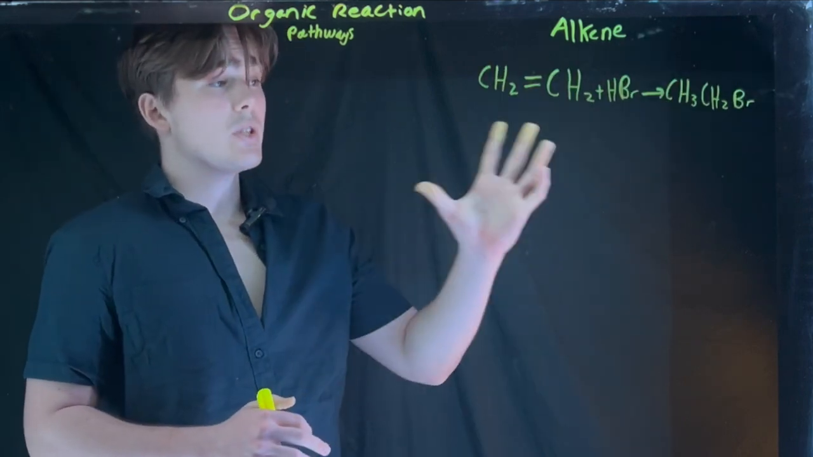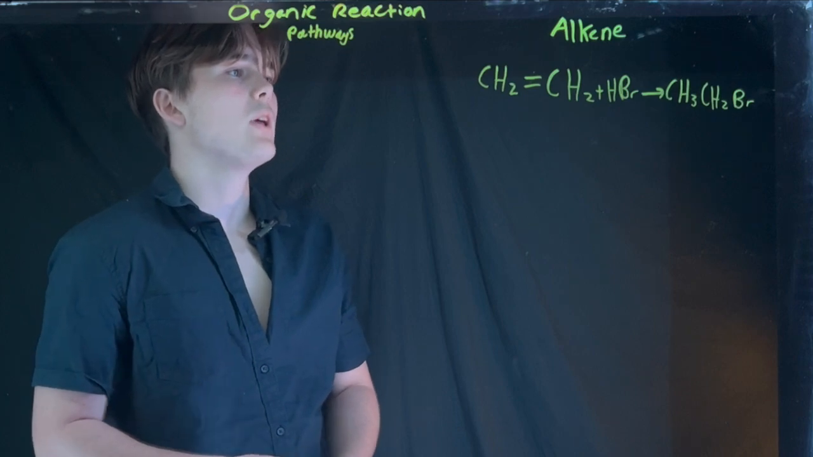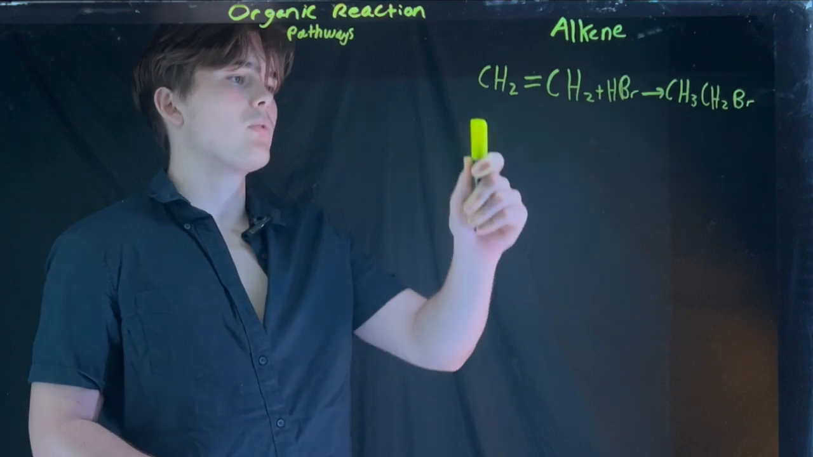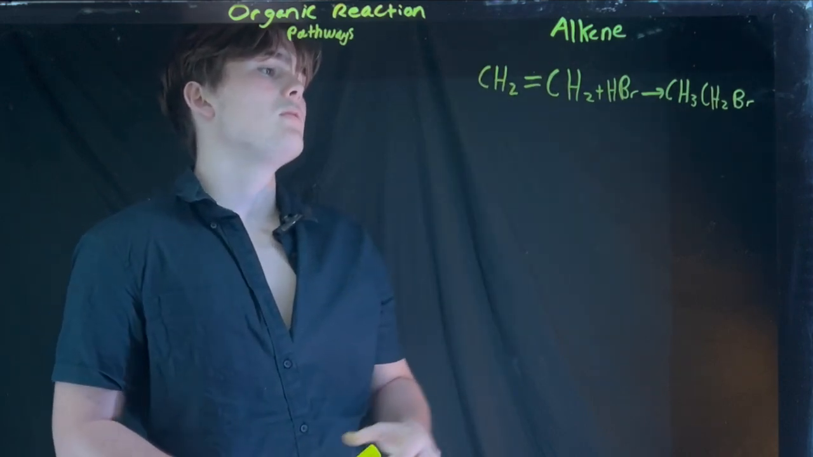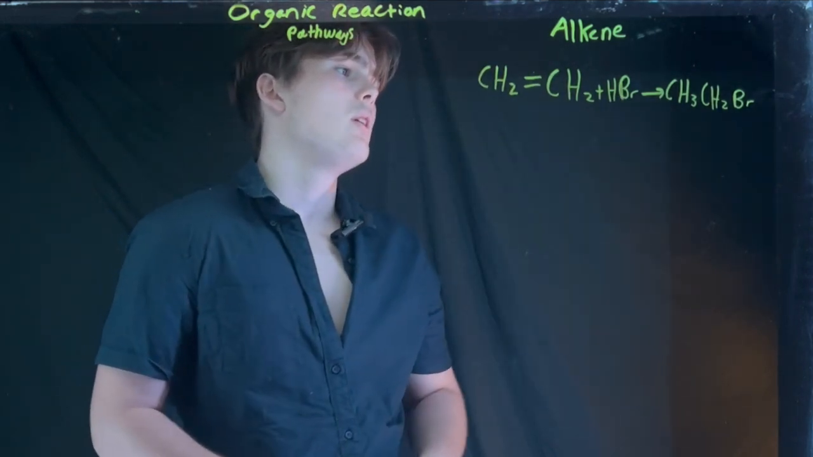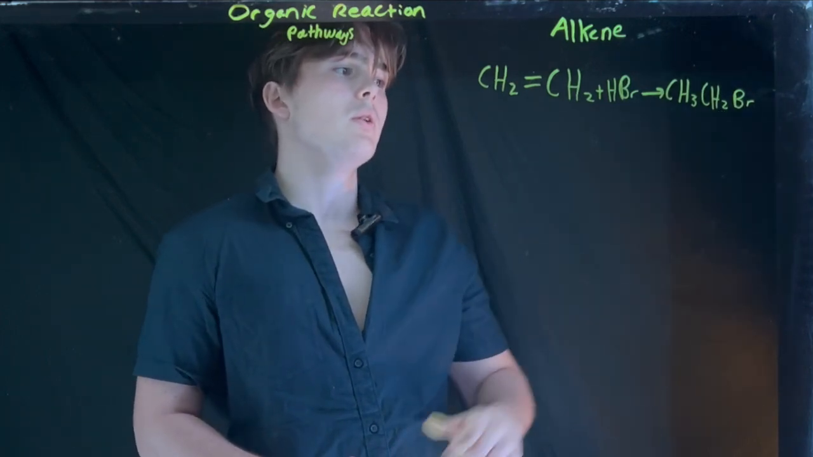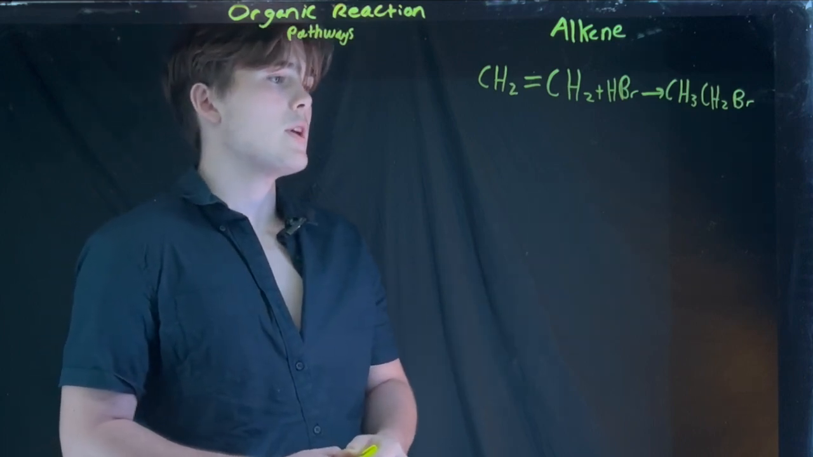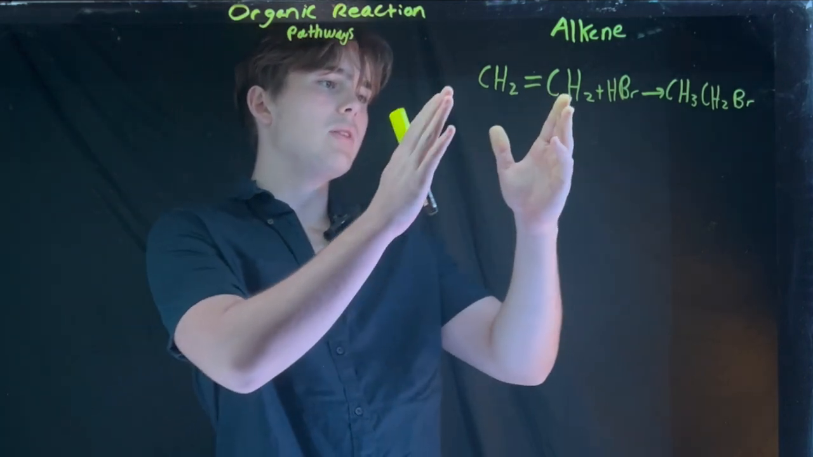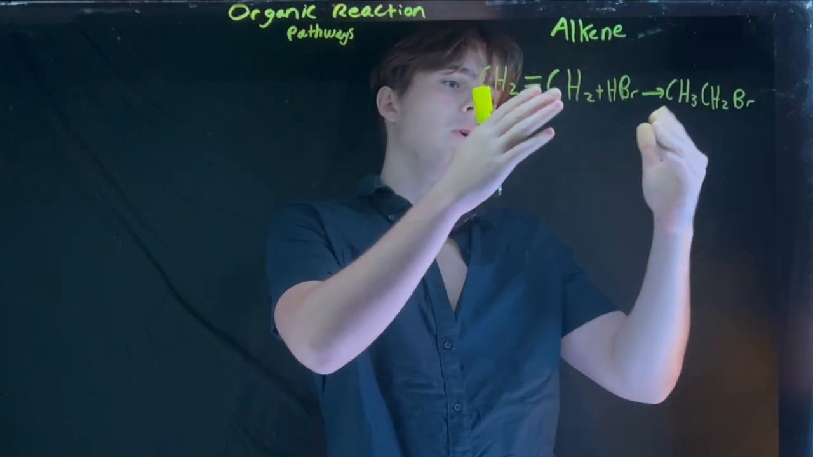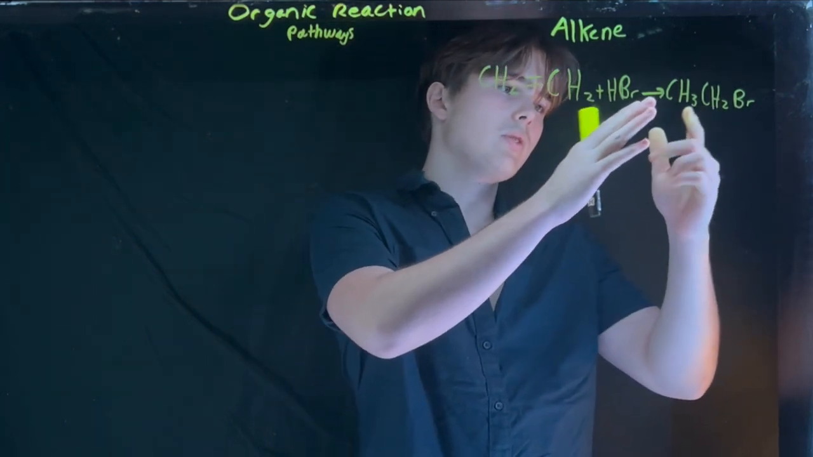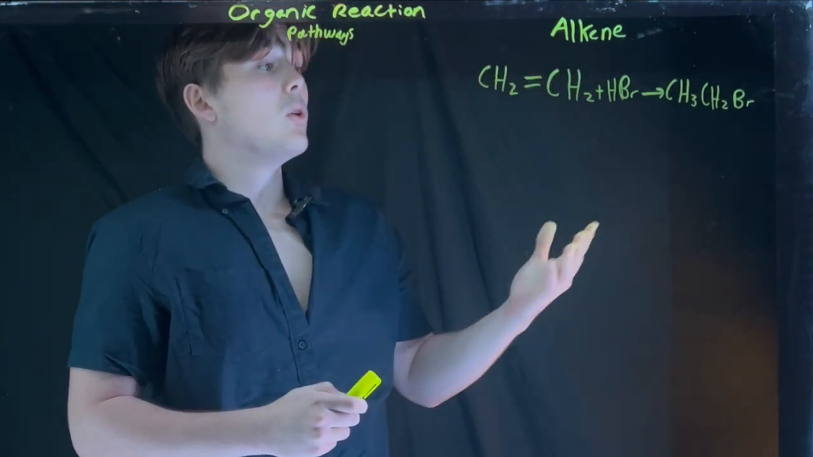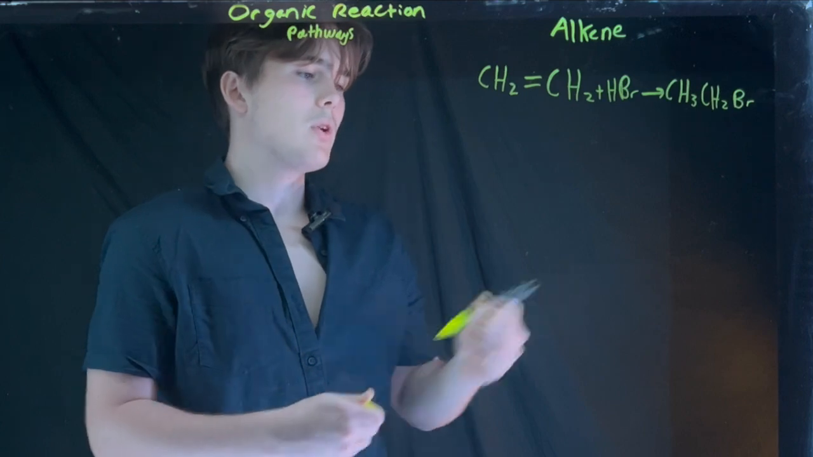All right, in this example here, we're still looking at alkenes, but this time we're looking at an alkene being reacted with a halogen to produce a haloalkene. All right, so pretty simple. What's happening is ethene combining with bromine to produce a haloalkane on the side here.